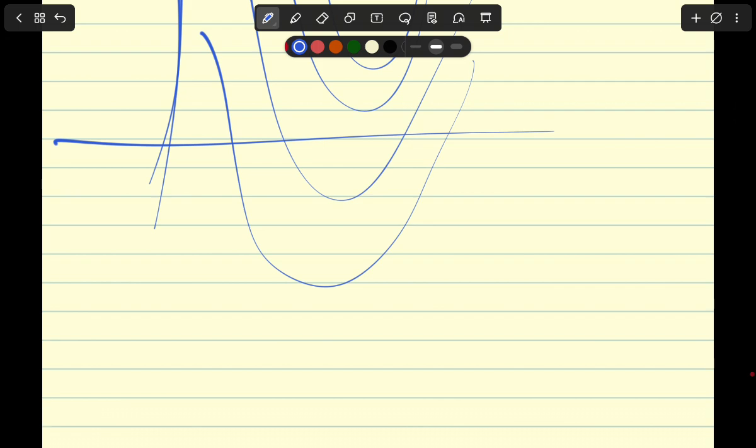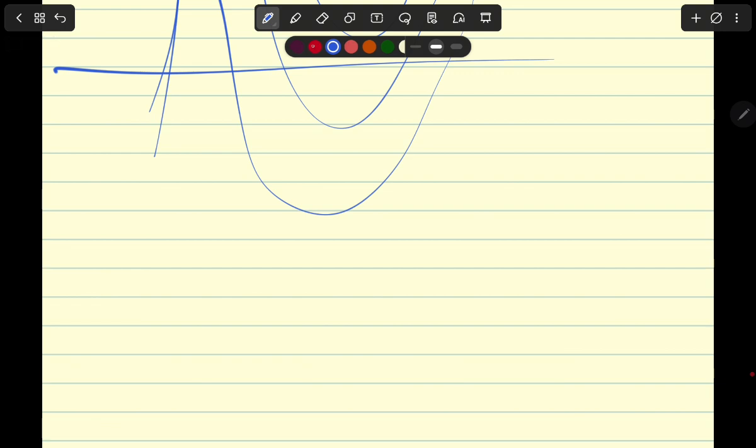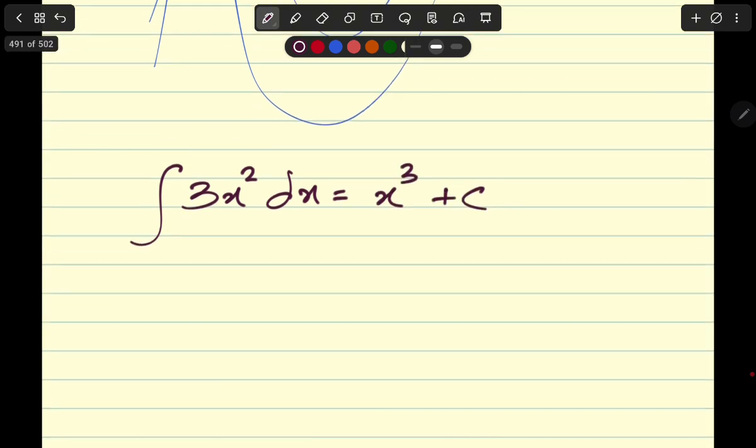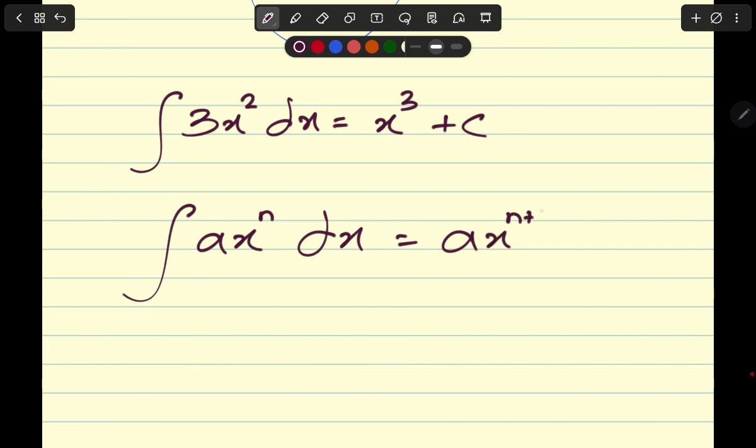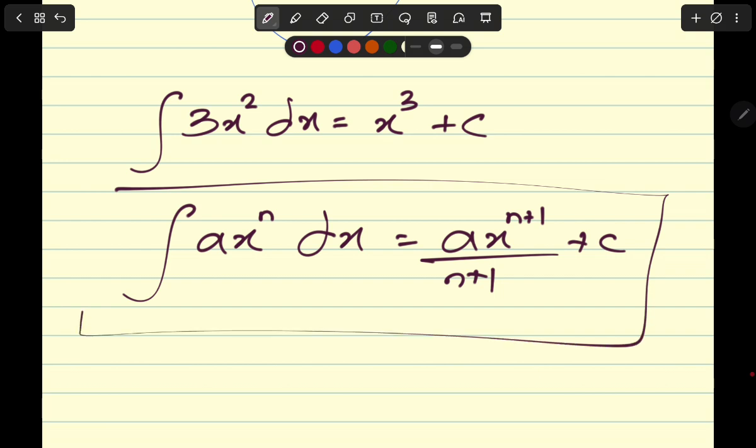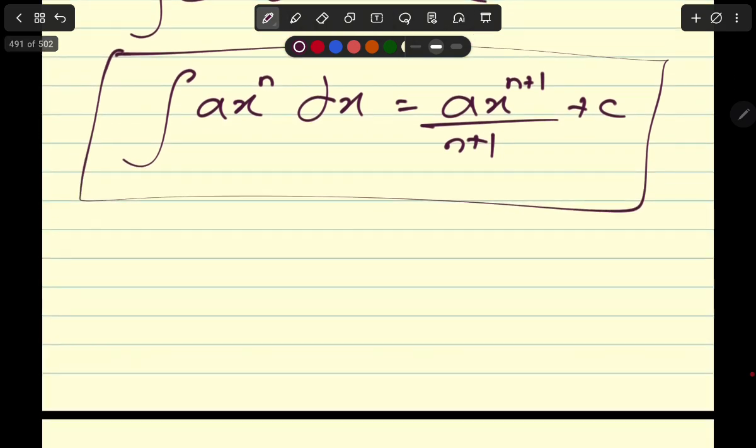Now, so what conclusion did we come to? That if this is the function, the integral is going to be x cube, but you have to put a constant, arbitrary constant of integration. Now, a general definition is that if you are integrating ax to the power of n, where a and n are constants, then that's going to be ax to the n plus 1, and you divide by the new power and you put an arbitrary constant of integration. So I want you guys to note it down in your notebooks.